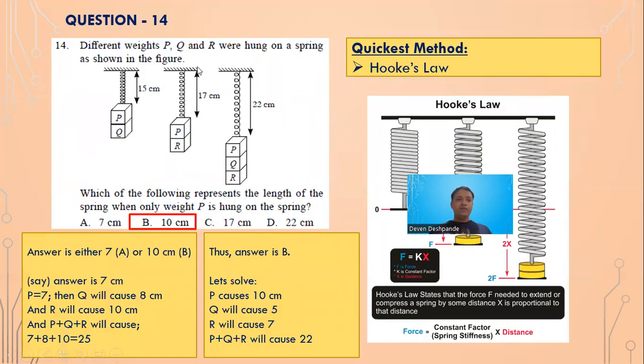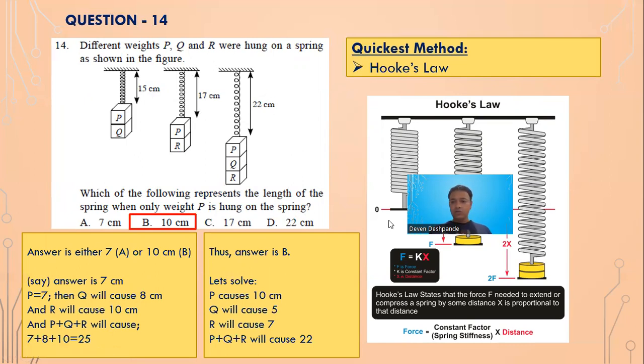Okay. Different weights P, Q, and R were hung on a spring as shown in the figure. With P and Q, the spring is extended by 15 centimeter. With P and R, the spring is extended by 17 centimeter. So what this means is R is heavier than Q, isn't it? R is heavier than Q because the spring is extended more. And with P, Q and R, the spring is extended by 22 centimeters.